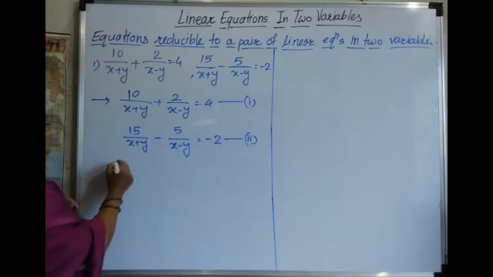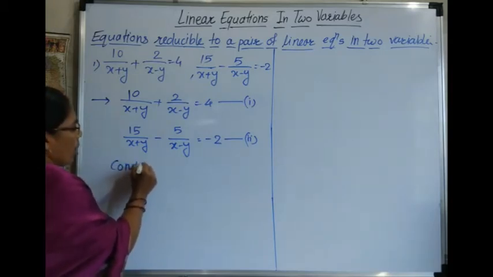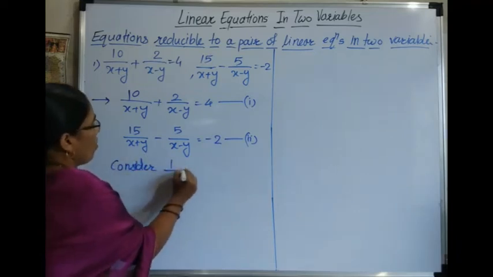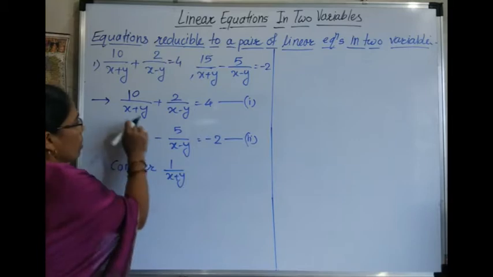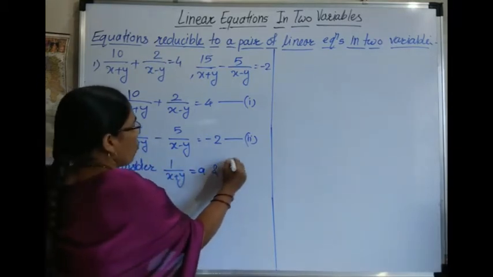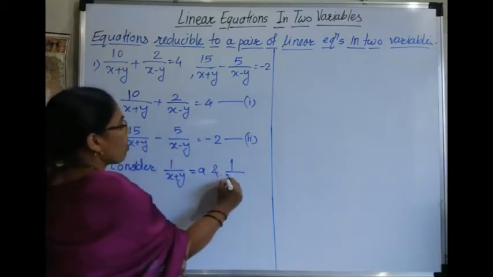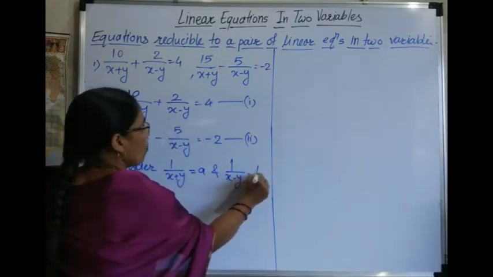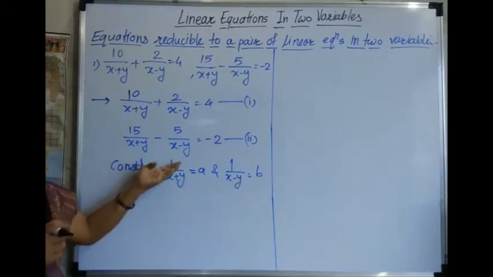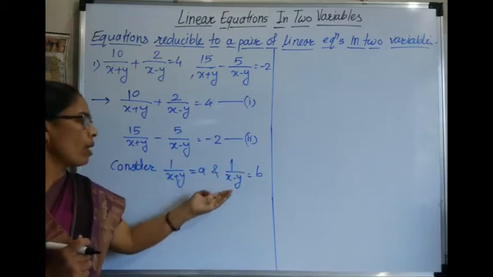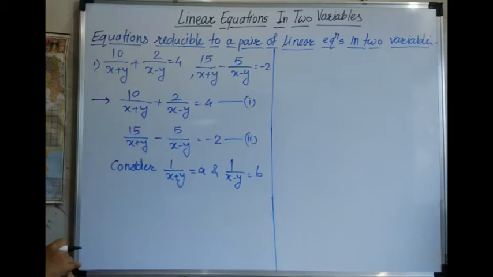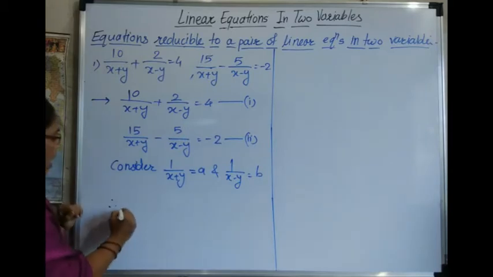For that we have to consider 1 upon x plus y, which variables are there in the denominator. For that we have to consider here a, and 1 upon, see here it is x minus y, it is equal to b. Means we created here new variable for 1 upon x plus y and 1 upon x minus y.